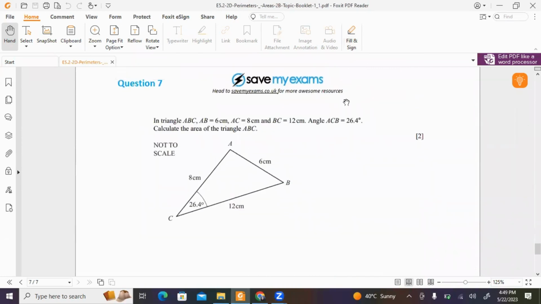Lastly, if you look at question number 7, we have this non-right angle triangle. We have been given three measurements, the lengths of the triangle, and we have an angle. We want to calculate the area. As you know, area equals 1 over 2 times 12 times 8. The reason why I chose 12 and 8 is because we need two lengths and the angle between them. So that's applicable on 8 and 12 because we have the angle between them.